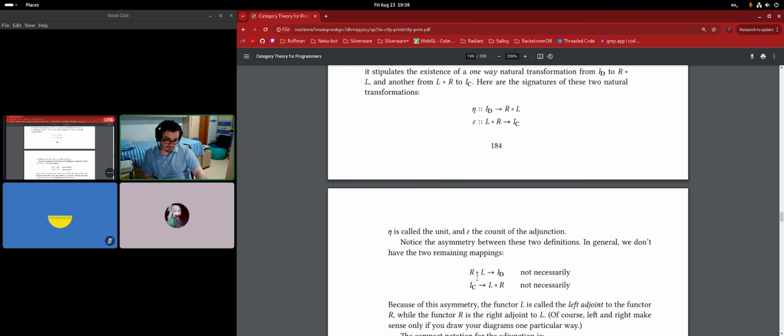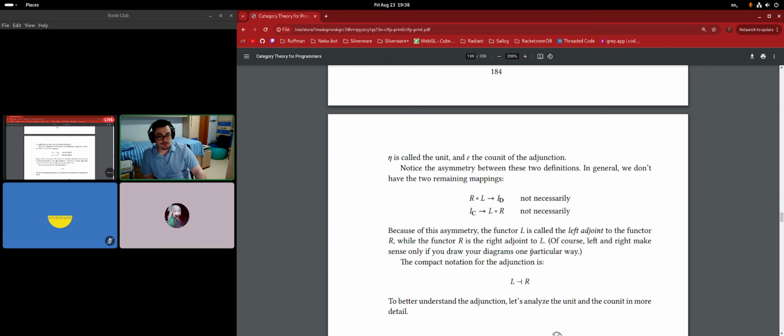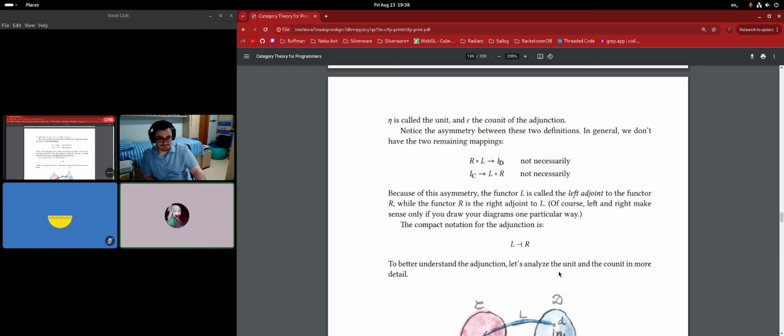So we don't have these. Because of this asymmetry, the functor L is called left adjoint to the functor R, while the functor R is the right adjoint to L. And of course, that only makes sense if you draw your diagrams in a particular way. The compact notation for the adjunction is this.